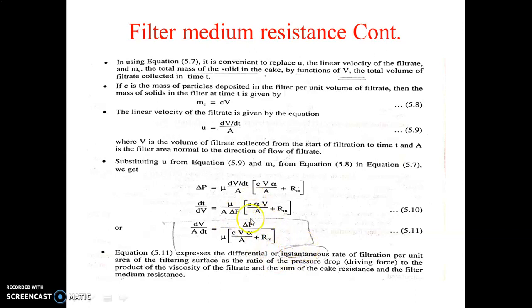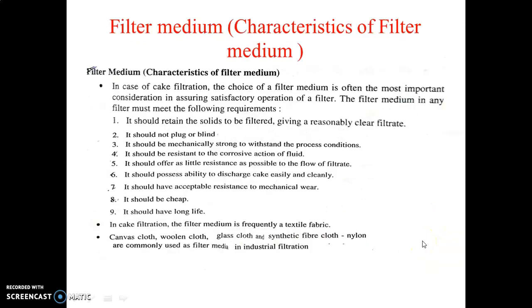So delta P is called the driving force, and below that is called the resistance. So driving force divided by resistance, then we get the rate. So this equation is called the differential rate expression, or rate of filtration per unit area.